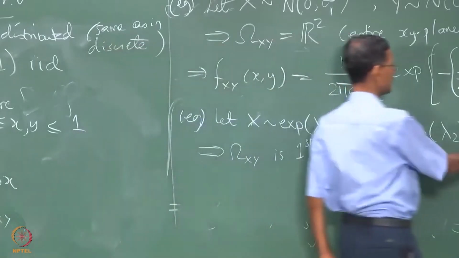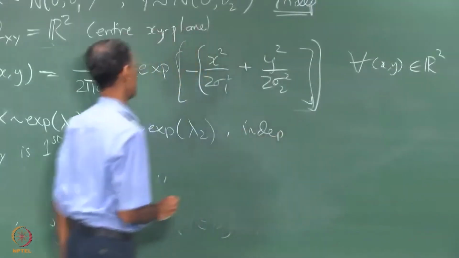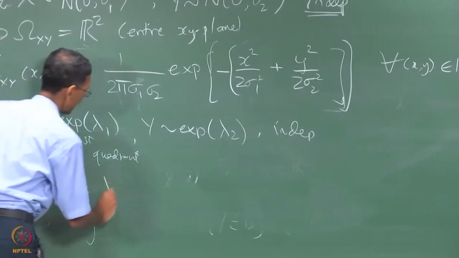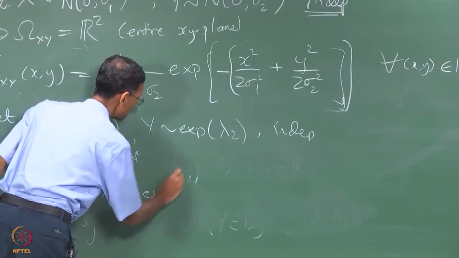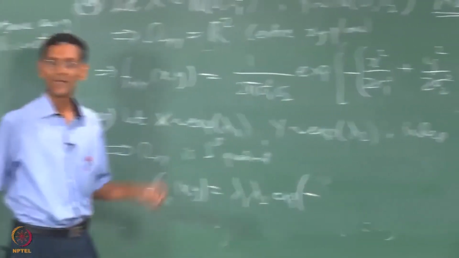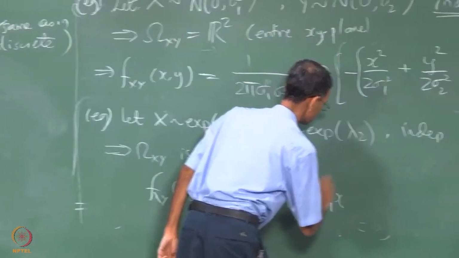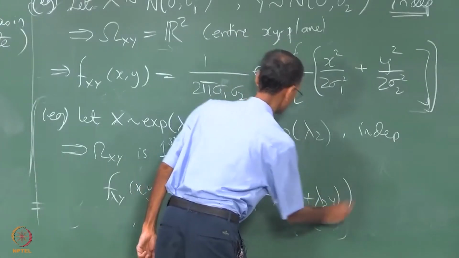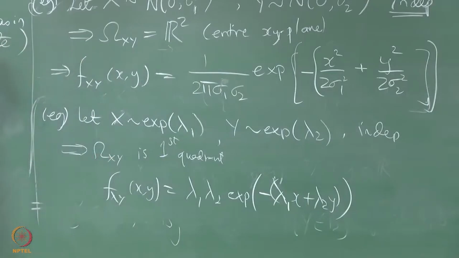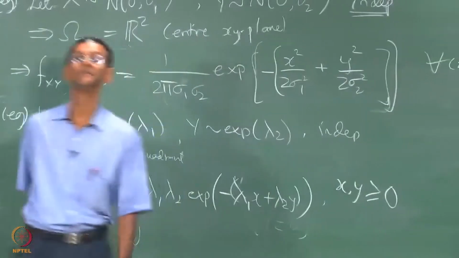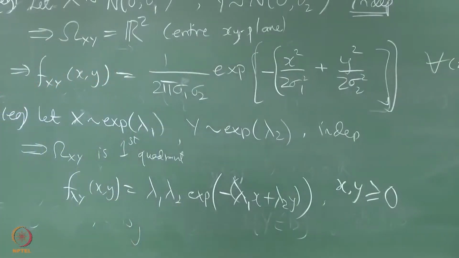So of course I should say they are independent. And what is fxy? Lambda 1 lambda 2 exp of what? Minus lambda 1 x plus lambda 2 y. For xy, you say it like this: x comma y greater than or equal to 0. That is also obviously important. It is understood that when either x or y is negative, the joint PDF is 0.